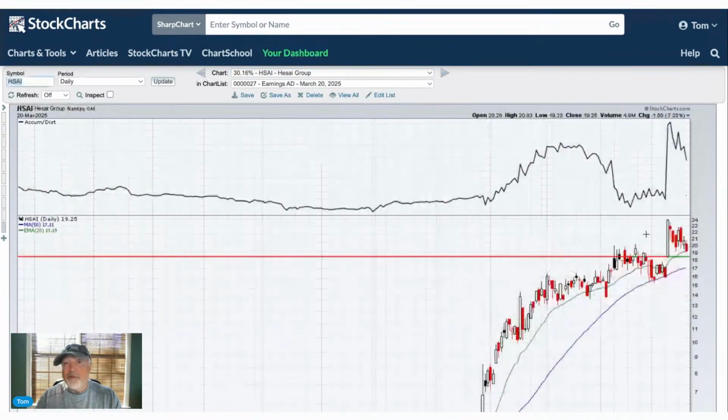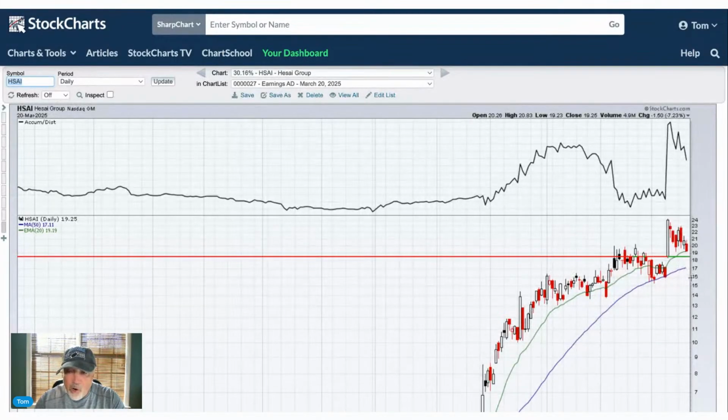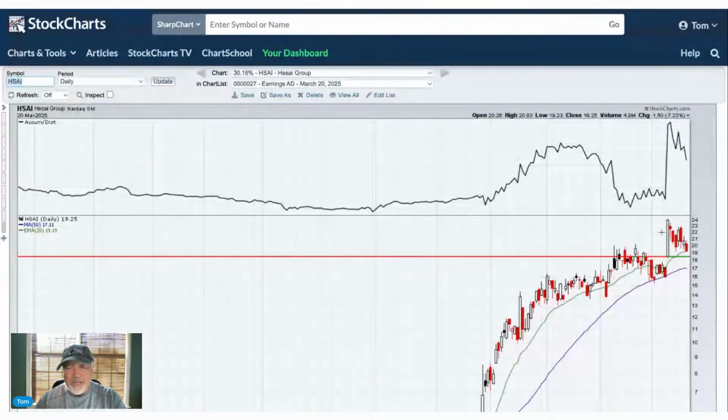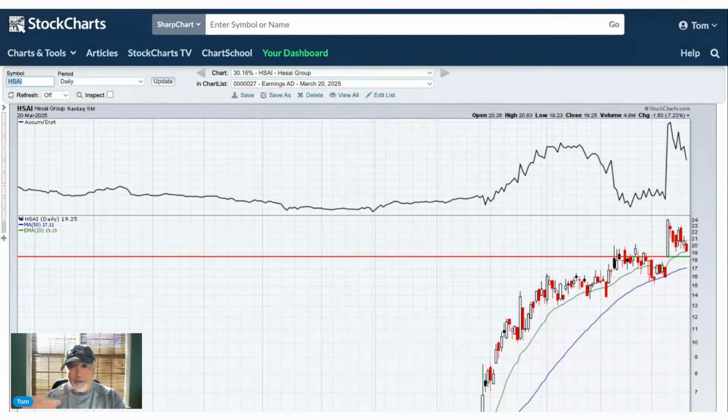Now, here's one. I want to give you one that's getting close to a key level right now. HSAI. So the stock opened around 18.5 and went all the way up to 24, which was a 30.16 percentage point rise from open to close after earnings. And if you look at where we are right now, the stock, after getting up to 24, has come all the way back down. We're sitting at 19.25, which isn't too far from that 18.5 area. So we're getting really close.